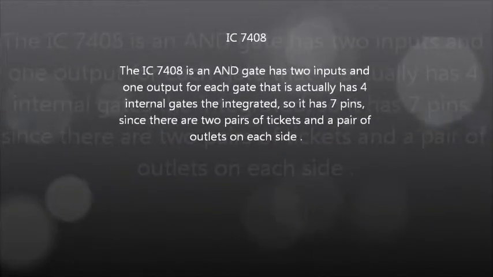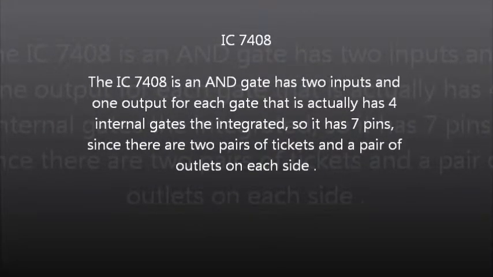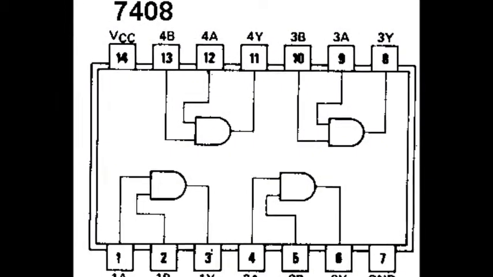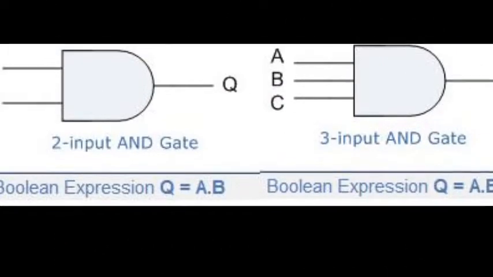7408. The 7408 is an AND gate, has two inputs and one output for each gate, and actually has four internal gates integrated, so it has 14 pins. Since there are two pairs of inputs and a pair of outputs on each side, the operation of the AND is as follows. And this is the schematic symbol.